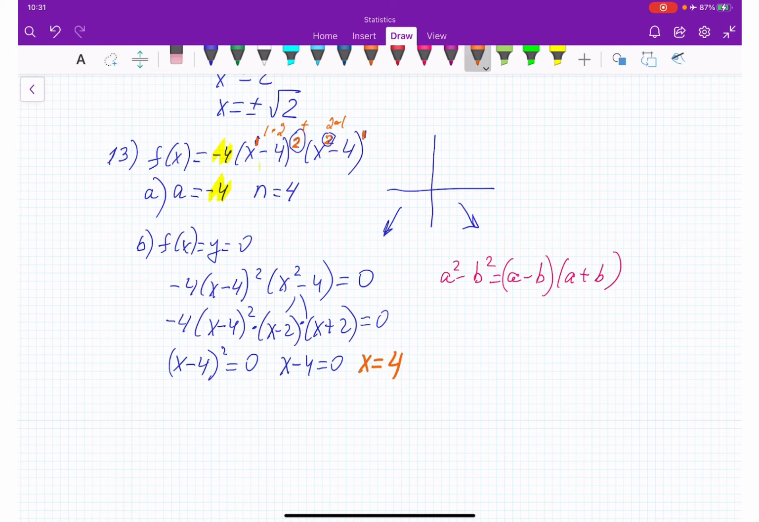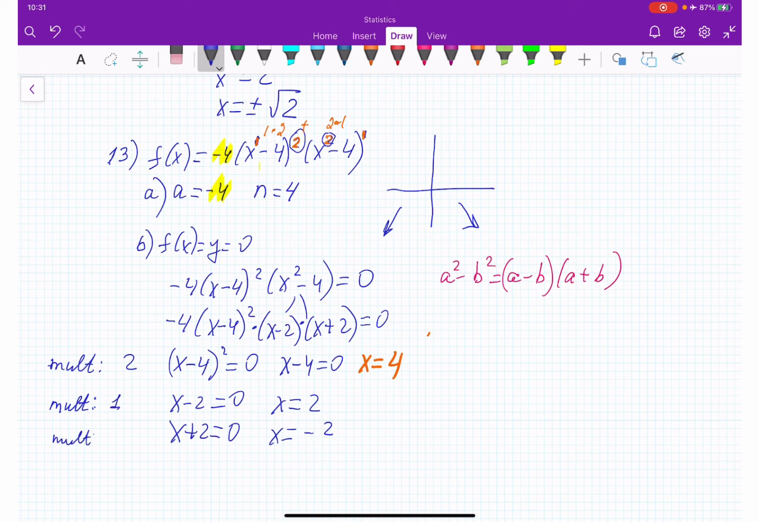Next one, x minus 2 equals 0 and x plus 2 equals 0. So here x is equal 2, x is equal negative 2. Multiplicity for this one is 2. Multiplicity for this one is equal 1, right? And multiplicity for this one is equal 1. Here it is.